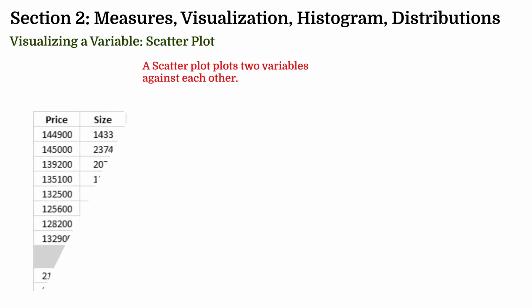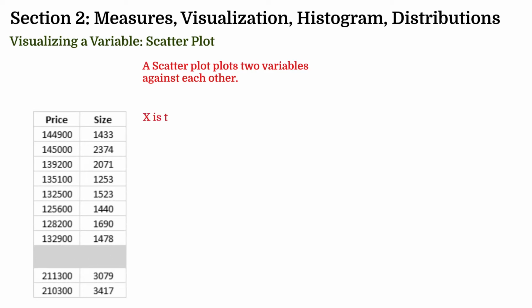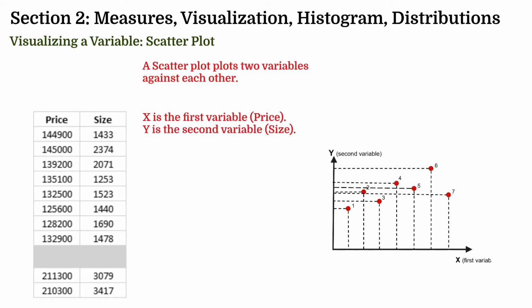Visualizing a variable, scatter plot. A scatter plot plots two variables against each other. Here I have home sale data. X is the first variable or price. Y is the second variable or size. Here I have the scatter plot. The horizontal line is X, vertical line is Y, and I plotted only 7 observations of my data. You have to do it for all.